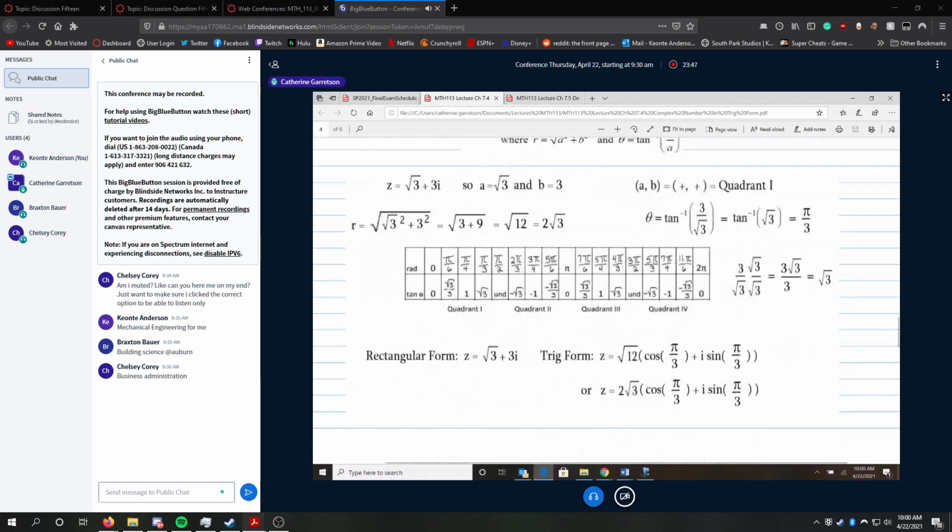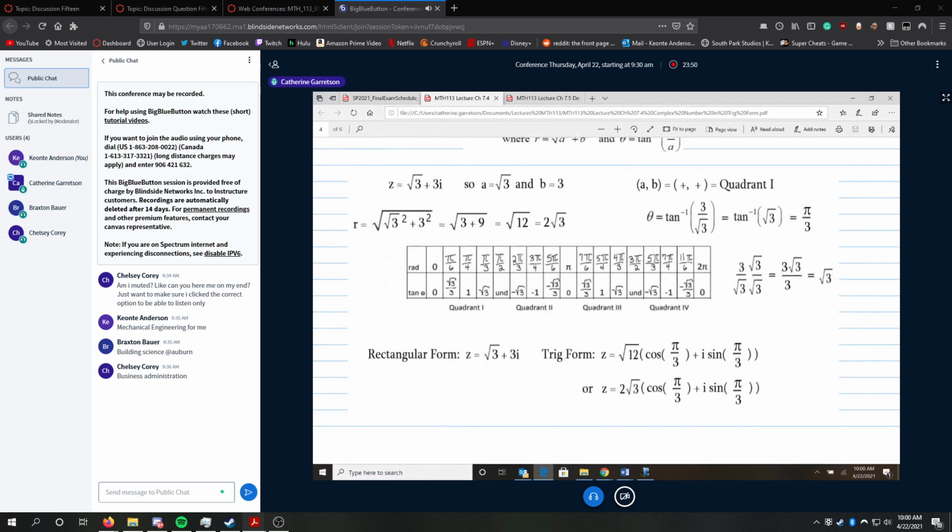So once I've calculated r and theta, I just substitute them into the formula. So my r times the parentheses of the cosine of pi over 3 plus i sine of pi over 3. Or for those overachievers out there, you can change the square root of 12 to being 2 root 3. Now I'm kidding about you being an overachiever, but either way, these are both correct forms. Okay, so now we've got that same complex number, but now it's being represented in trig form.